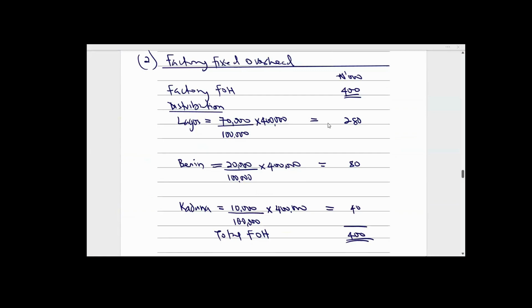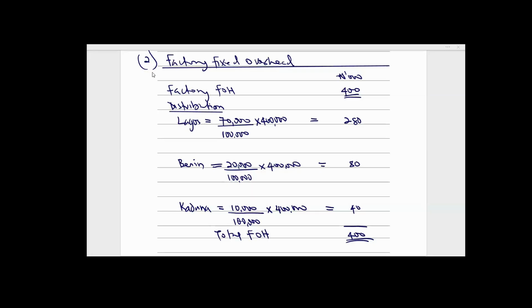Working number 2. Yes, Chioma, I know. What I'm asking about is the percentage that was given for the variable factory overhead. Maybe I told you now, we are using the sales units. You are told that the company will manufacture and sell 100,000 units.